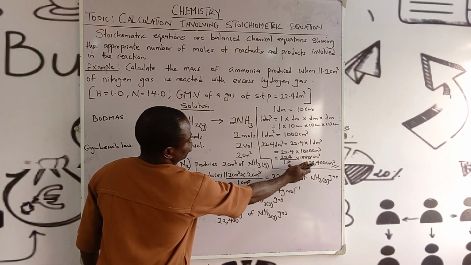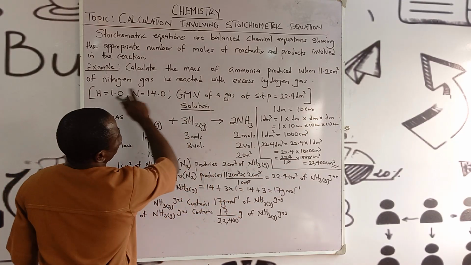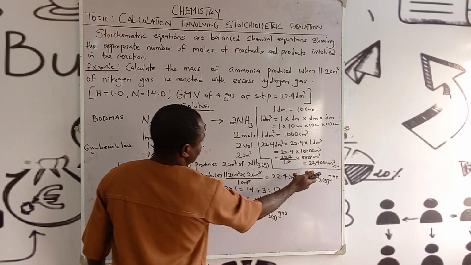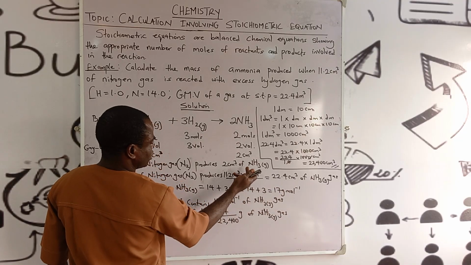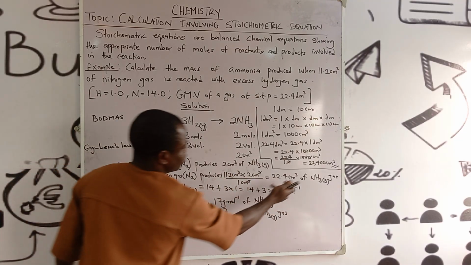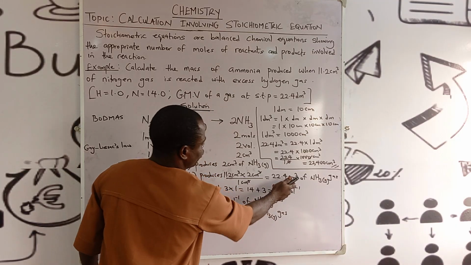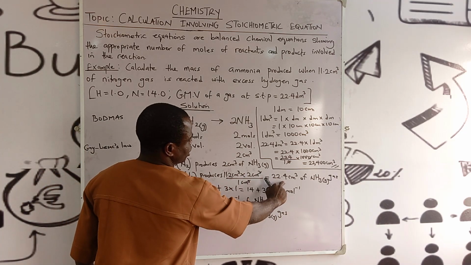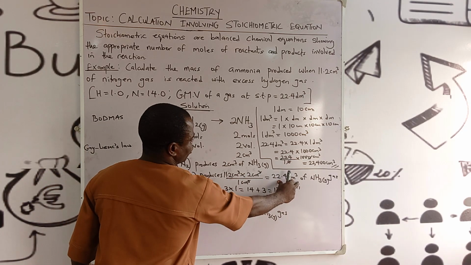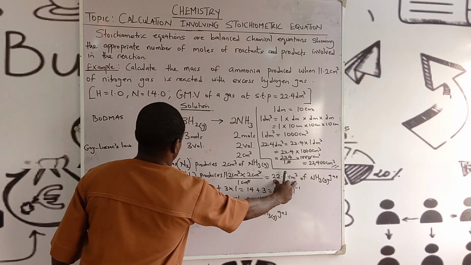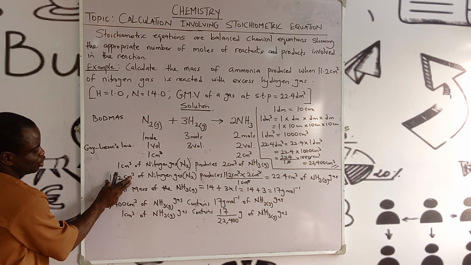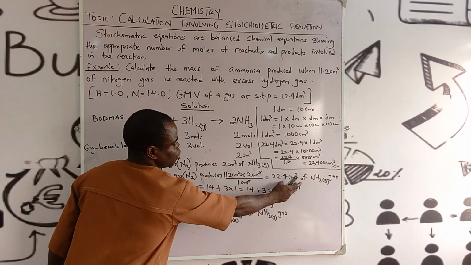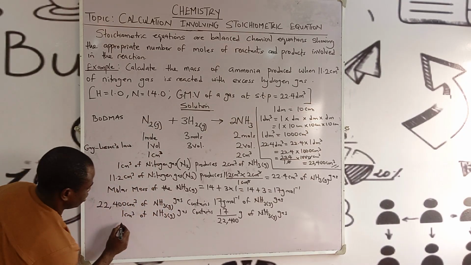We now go back to the equivalent of 11.2 cm cube of nitrogen that gives us 22.4 cm cube. You can see 11.2 cm cube produces 22.4 cm cube. Since we need the mass of ammonia, that's why we have to use this. We are not using 11.2 cm cube again; it has produced what we need.